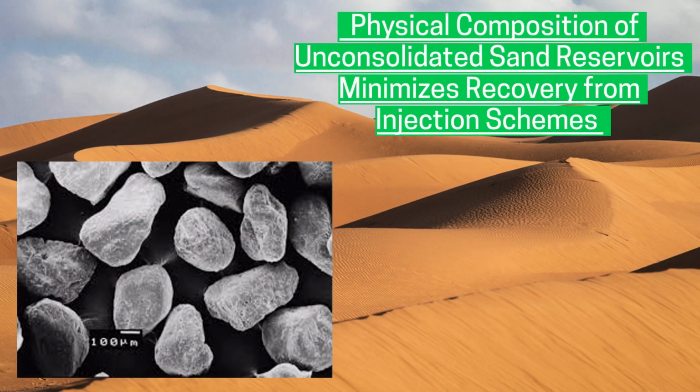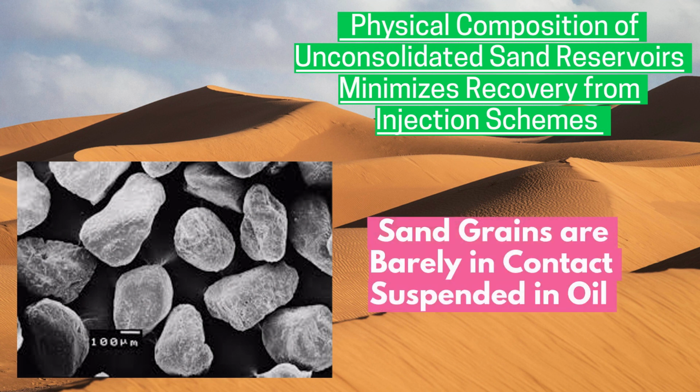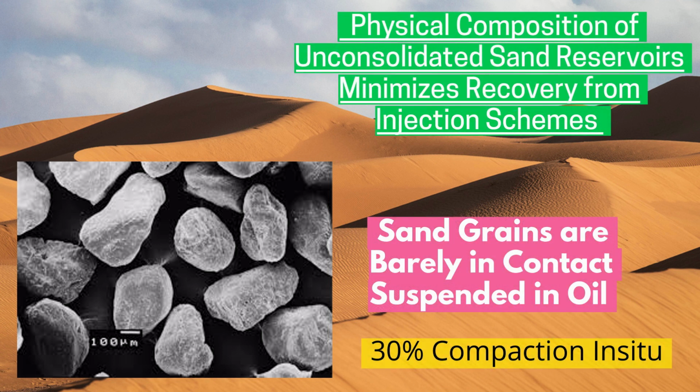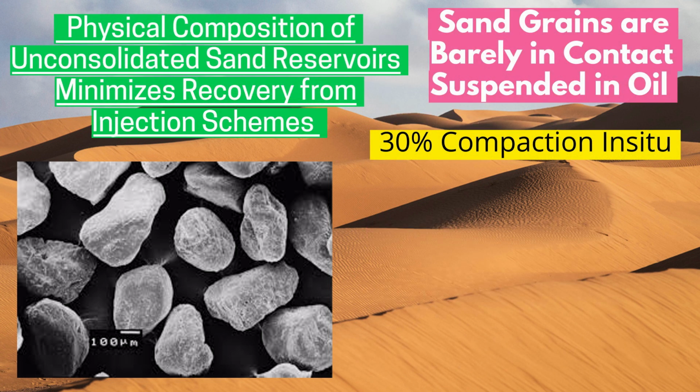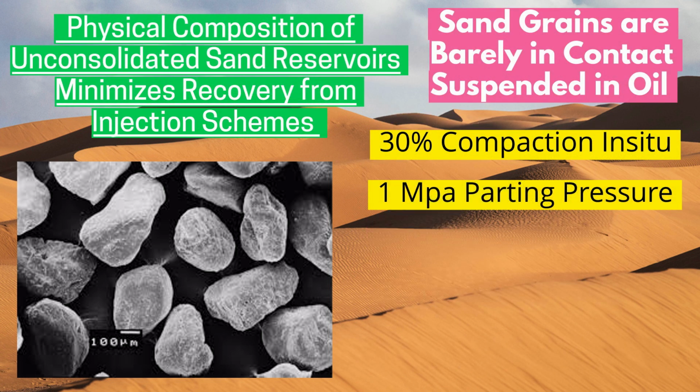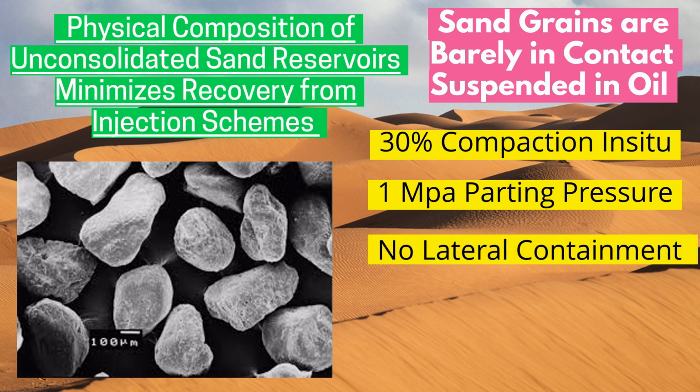Low recovery from injection schemes in unconsolidated sand reservoirs is due to its physical composition. Up to 30% compaction can occur in situ because the sand grains are barely in contact with each other. Lack of cementation between sand grains results in a parting pressure of about 1 MPa. In comparison to a lab sample, there is essentially no lateral containment of sand grains in situ.